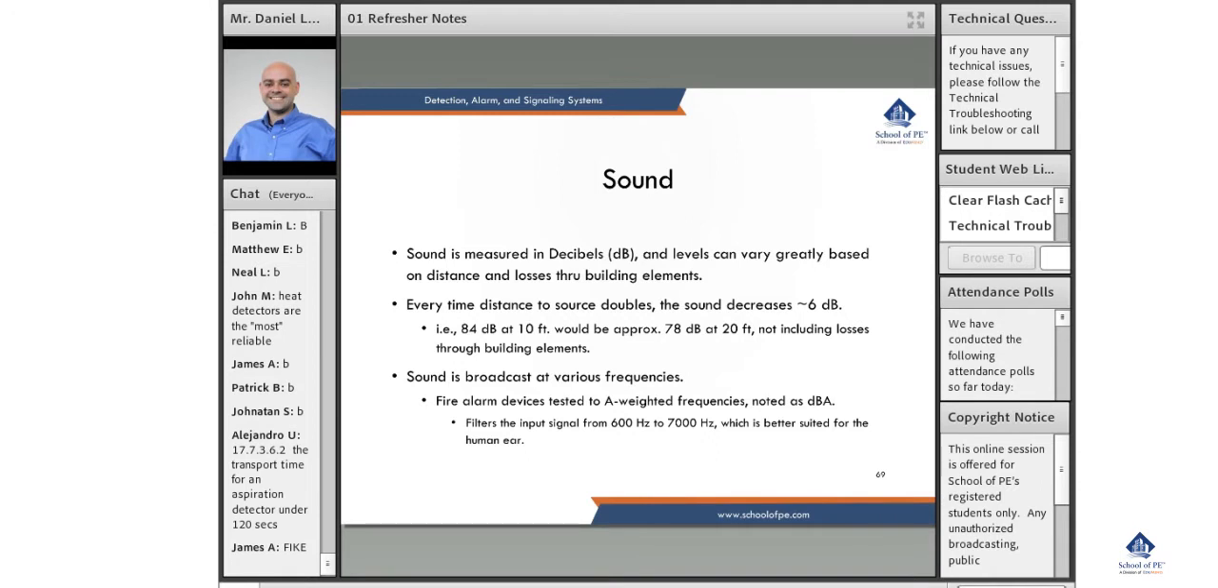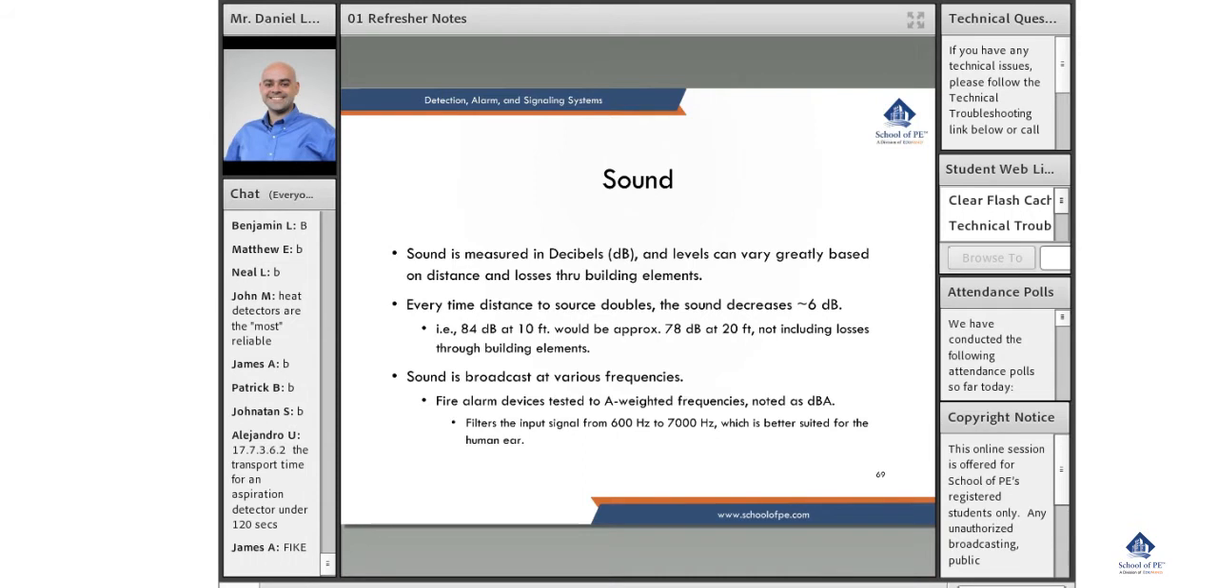So if your fire alarm device that you're putting in or specifying is tested at 84 decibels at 10 feet, it would be about 78 decibels at 20 feet. And then it would be at 72, do the math in my head quickly, 72 decibels at 40 feet, not including losses. That's just direct line loss.